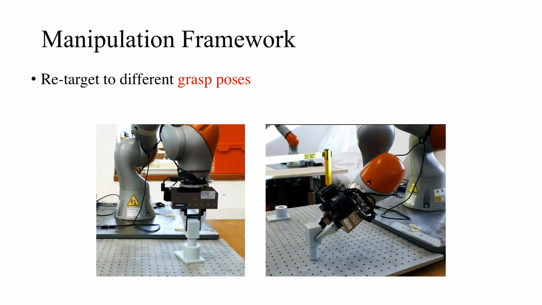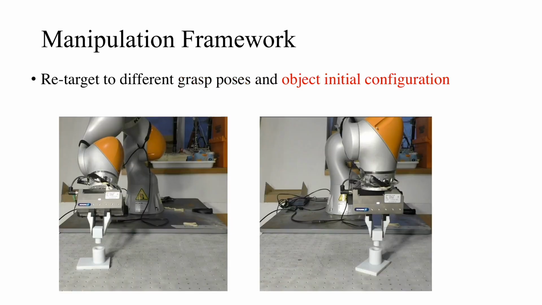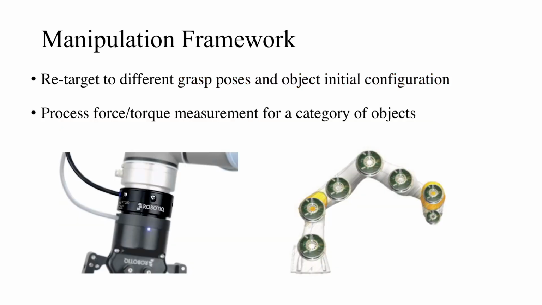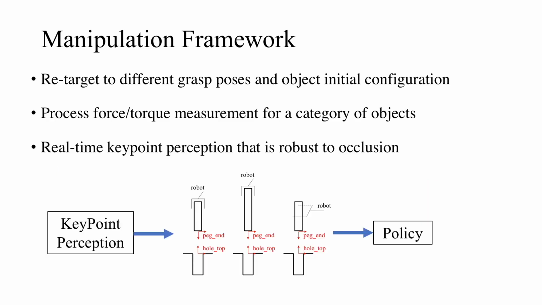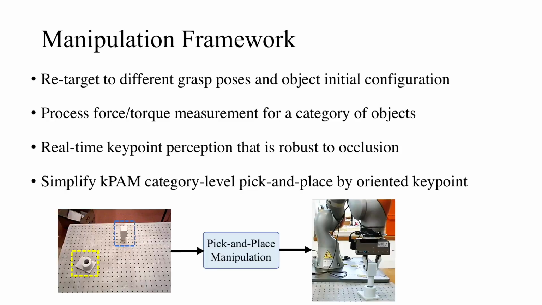Additionally, some other components are desirable for good performance and generalization. For instance, we would like to retarget the policy to different robot grasp poses and different initial configurations. Some robots are equipped with force torque sensors. We would like to use this information, but without violating the category-level generalization. Of course, we also need a robust real-time keypoint perception algorithm for closed-loop control.